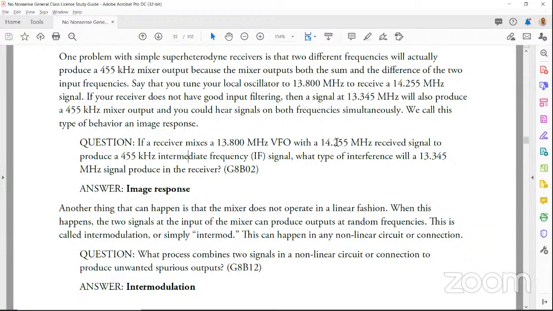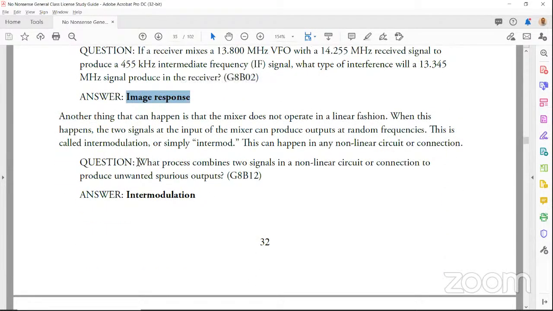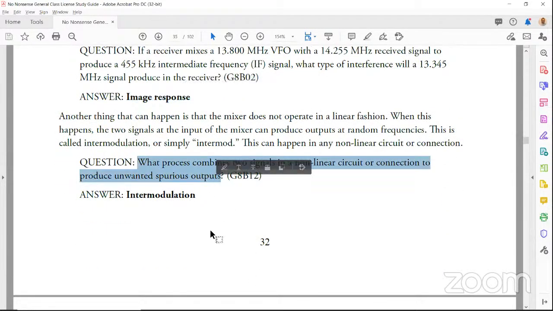So what that means is that we are really trying to listen or receive 14.255, but we will also be receiving anything that's on 13.345, the unwanted frequency. And when that happens, that creates image response. So that's all that complicated looking question is asking us. Next question in the question pool.